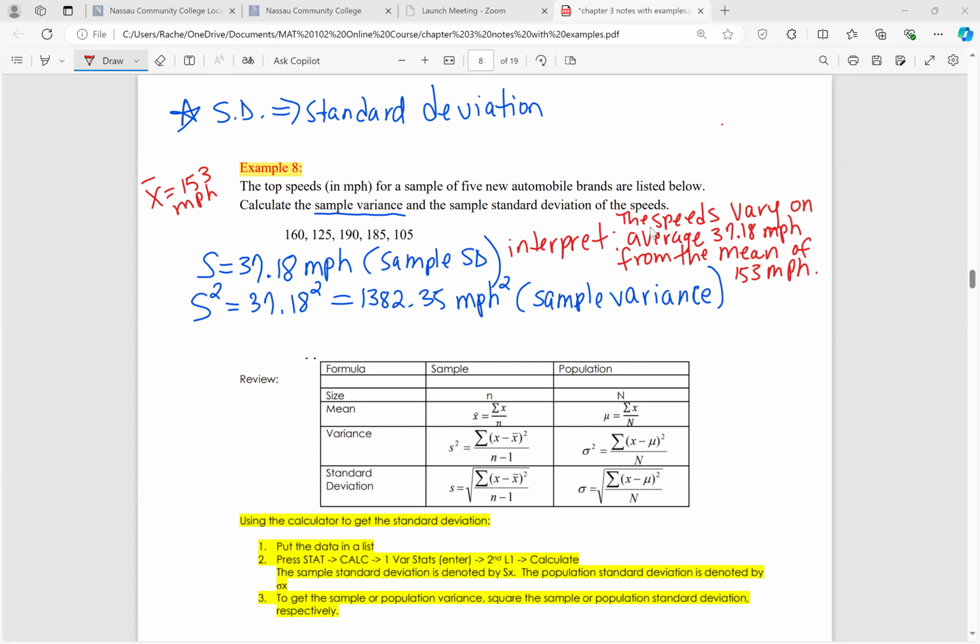So let's continue our lesson on the sample variance and the standard deviation. This is the last example that we did together, example 8, and we had to calculate the sample variance and the sample standard deviation of the speeds of these 5 new automobile brands. We entered the list into the calculator, we calculated the sample standard deviation, and then we squared that to get the sample variance. We're going to do another example, but before we do that, I kind of want to just summarize what we discussed in the last lecture.